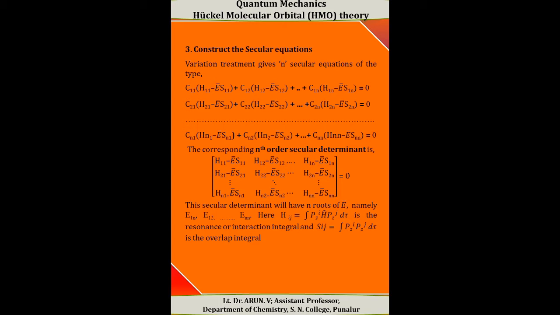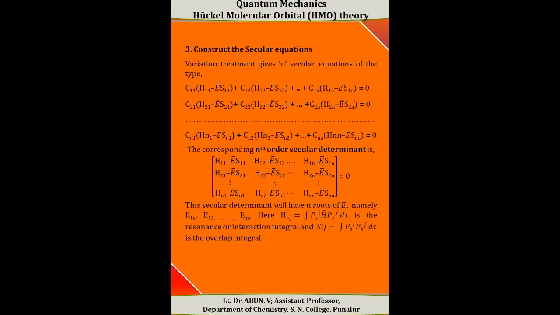The corresponding nth order secular determinant is: H11 − ES11, H12 − ES12, etc., up to H1n − ES1n. Write the second row, and the final row: Hn1 − ESn1, Hn2 − ESn2, etc., up to Hnn − ESnn, and this is equal to 0.